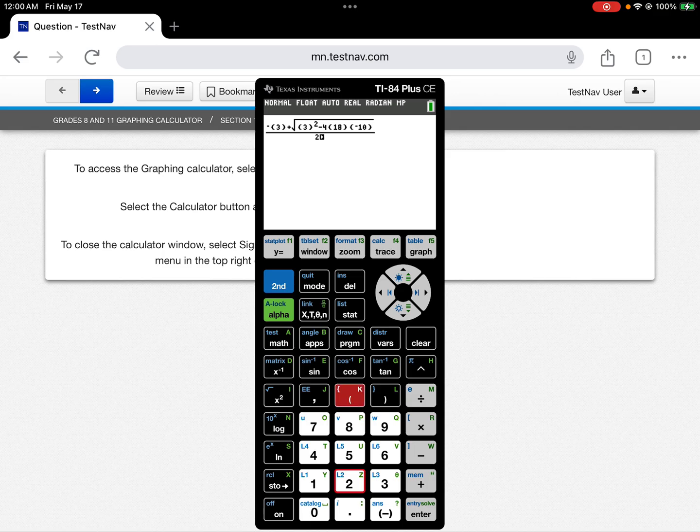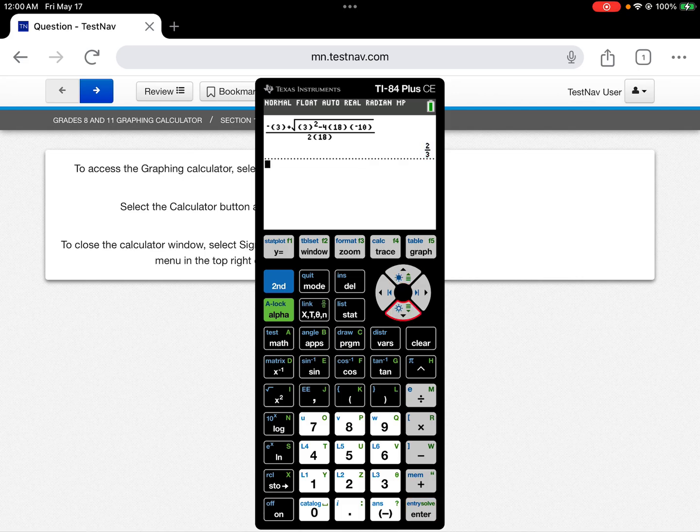We got 2 and parentheses 18. That was our a value. All right, I got the entire thing all plugged in exactly like I wrote it on my paper. Okay, and I'm just going to let the calculator do my order of operations for me, and I hit enter, and I get 2/3. All right, and that's the correct first answer. All right, 2/3. I'm going to get my second answer right away here.